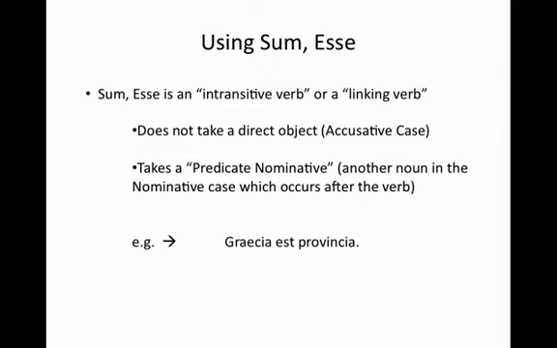Here's an example. Graecia est provincia. In this sentence, both Graecia and provincia are in the nominative case, but Graecia is in front of the verb and provincia is after the verb. Therefore, provincia is the predicate nominative because it comes after est, the verb.